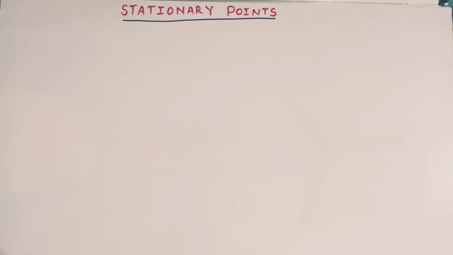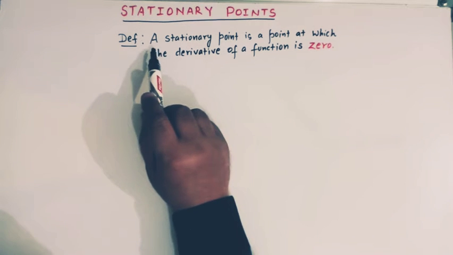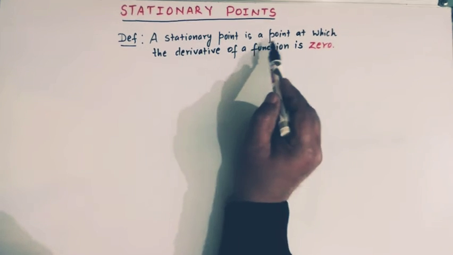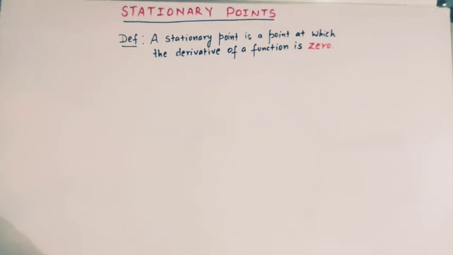Hello viewers, in today's class we are going to learn about the concept of stationary points in maxima and minima, right? So let us first take the definition of stationary points. A stationary point is a point at which the derivative of a function is 0, right?